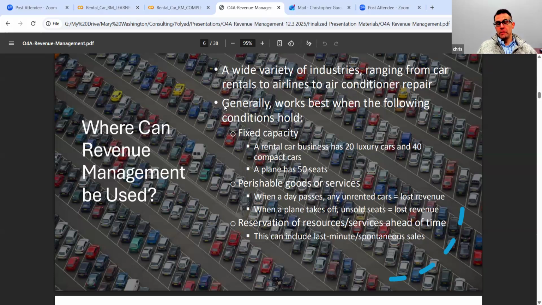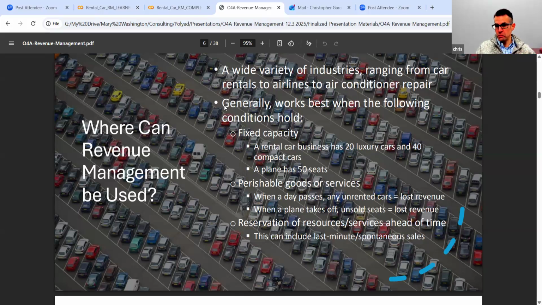Also, typically we're dealing with perishable goods or services, at least traditionally. Although things are evolving, as I mentioned, the way they're starting to apply revenue management to new types of industries is starting to evolve past requiring these things. But traditionally, cases where you have perishable goods or services are important. For instance, with a rental car business, when a day passes, if you have an unrented car or an unrented booking slot where there's demand, but you don't allocate cars, that's forever lost revenue. When a plane takes off and there are unsold seats, that's basically lost revenue.